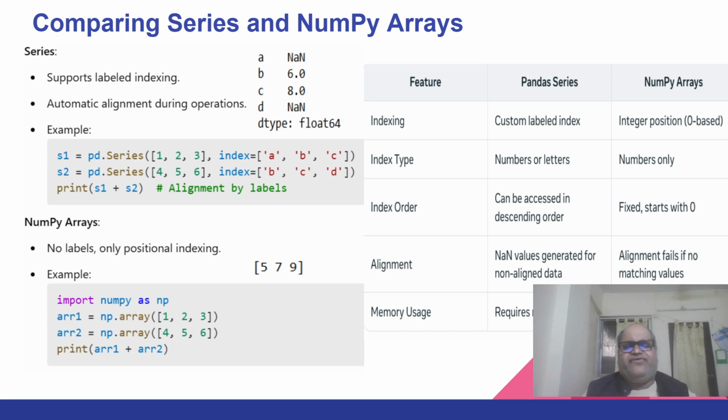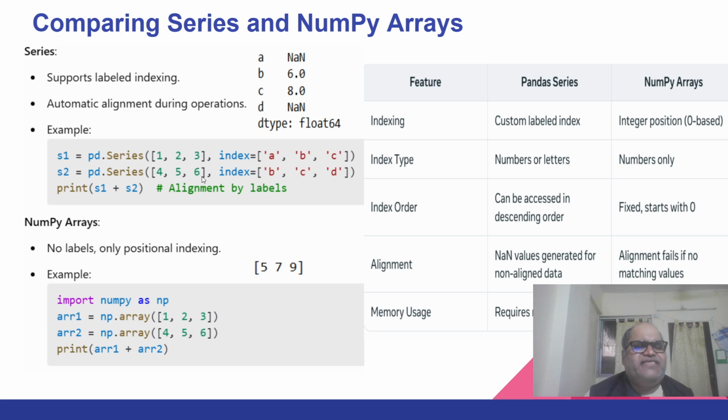Now looking at the alignment side, we have labeled indexing and automatic alignment during operations. If you have a pd.Series 1 2 3 with index A B C, that is S1, and S2 with index B C D, what is happening here? A and D are not aligned. On top of this, if you call the mathematical operation S1 plus S2, it will generate NaN values for A and for D. B and C will be added. What was B here?